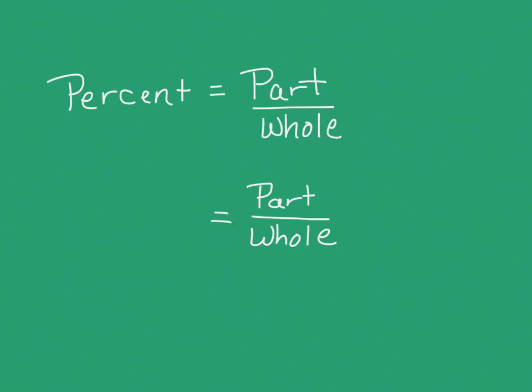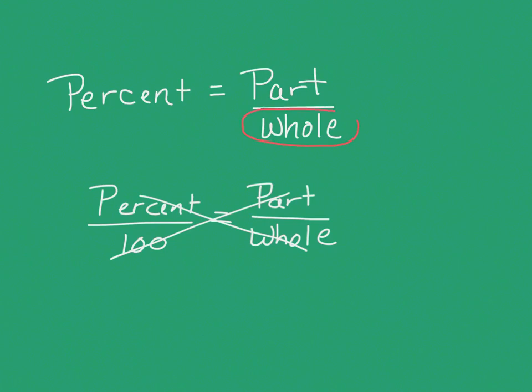Another way is to make one of these proportions. Remember I talked about cross multiplying? We can say part over whole is the same as percent over 100 and do a cross multiply problem. There's lots of different ways to do this. I'm going to show you this part to whole comparison with division. What we need to know, though, is what the whole is.